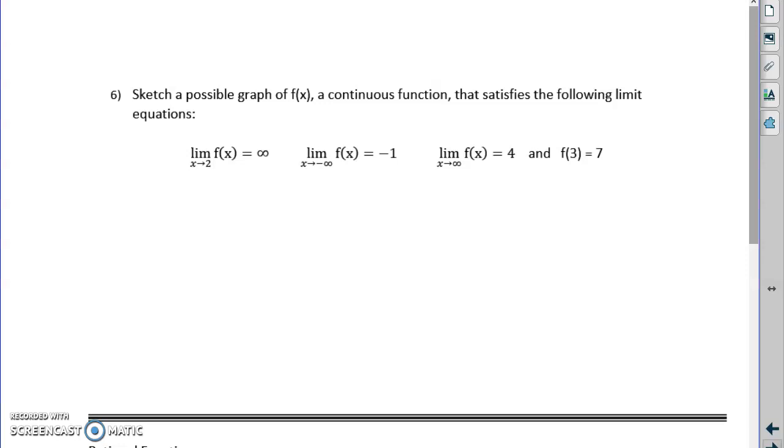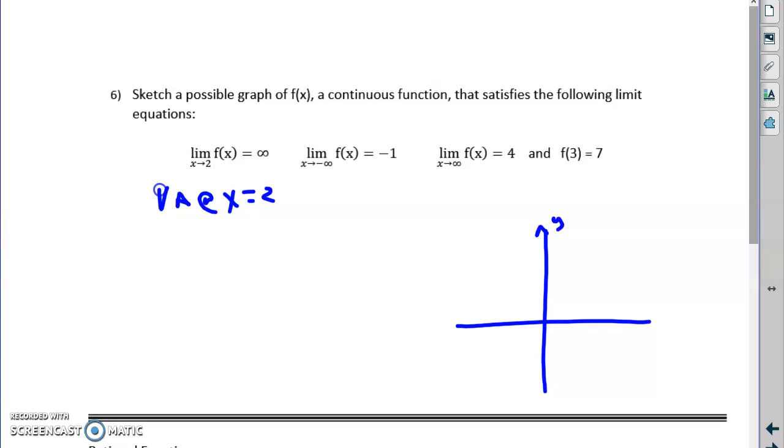When the limit is infinity, that's a vertical asymptote. So let's start graphing it as we go. If I made these my axes, that's y, that's x. I've got a vertical asymptote at 2. As x approaches negative infinity, that looks like a horizontal left asymptote at y equals -1.